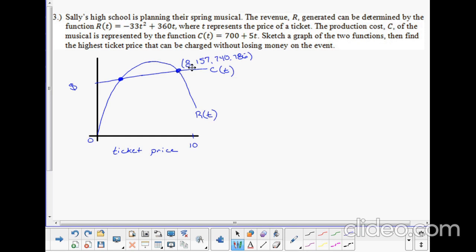Let's talk about rounding this. Ticket price is the x-axis. Normally we'd want to round this to 8.16, but 8.16 would go past this intersection, and so revenue would be below cost. So we don't want to go past this intersection. We'd rather be just before it. So the highest ticket price would be $8.15 per ticket. So we can see here the intersection is the solution to the system of equations. We just have to be careful there with rounding. If I go to $8.16, then revenue would be less than cost. So $8.15 would be the highest ticket price we could charge without losing money.